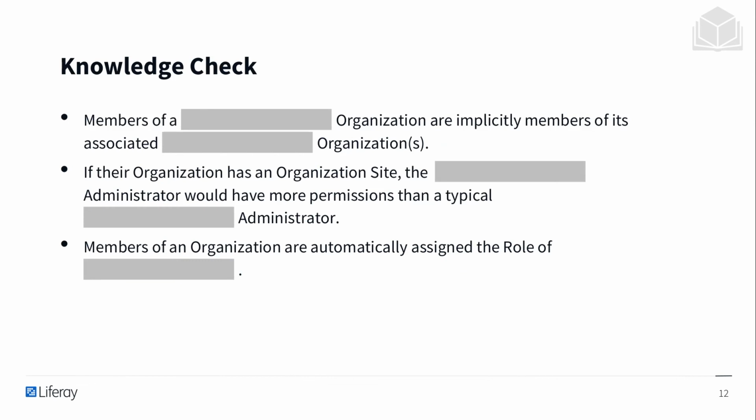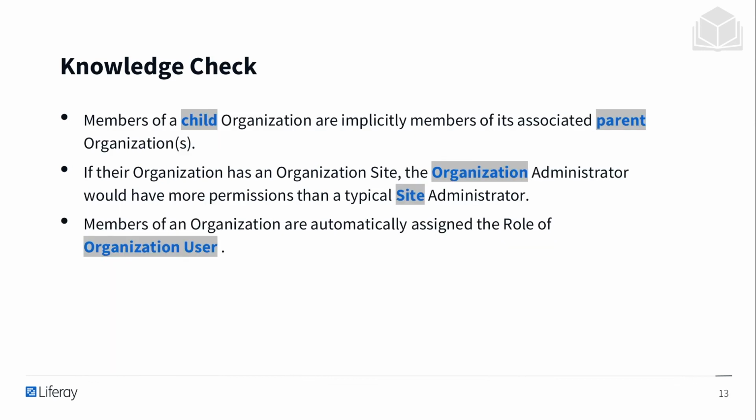And we've reached the knowledge check. Members of a child organization are implicitly members of its associated parent organization. If their organization has an organization site, the organization administrator has more permissions than a typical site administrator. The members of an organization are automatically assigned the role of an organization user.